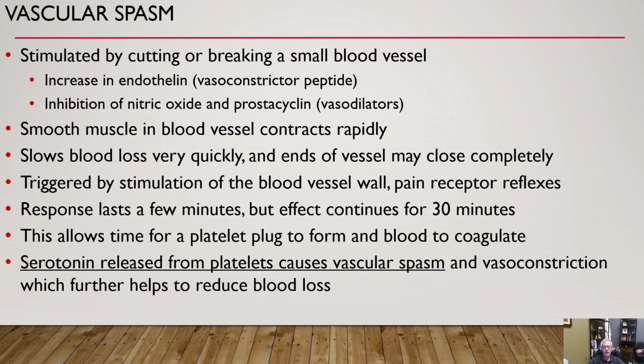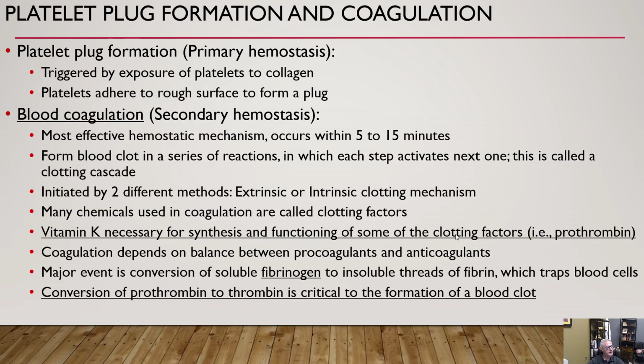And then we also have serotonin. We talked about serotonin a little bit before, to cause that vascular spasm. Platelets are going to come in and release serotonin to cause that vascular spasm and more vasoconstriction to decrease that blood loss. So now with platelet plug formation and coagulation, we can break it up into two different stages.